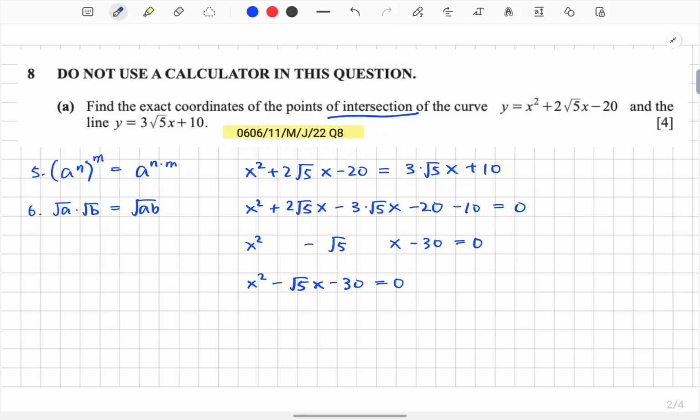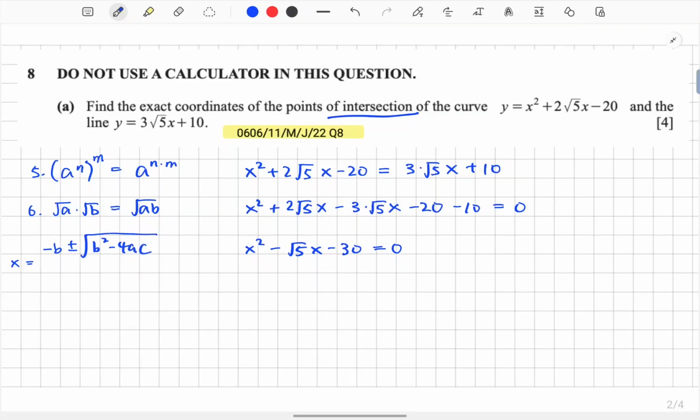Okay. And now we need to apply the quadratic formula to solve the equation. In case you haven't memorized it, this is x equal to negative b plus or minus the square root of b squared minus 4ac all over 2a. Although you don't have to memorize it, you are recommended to, because it will help your calculation speed.